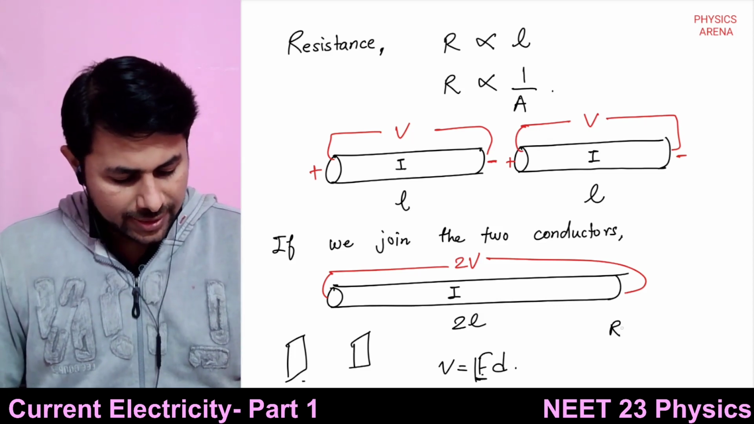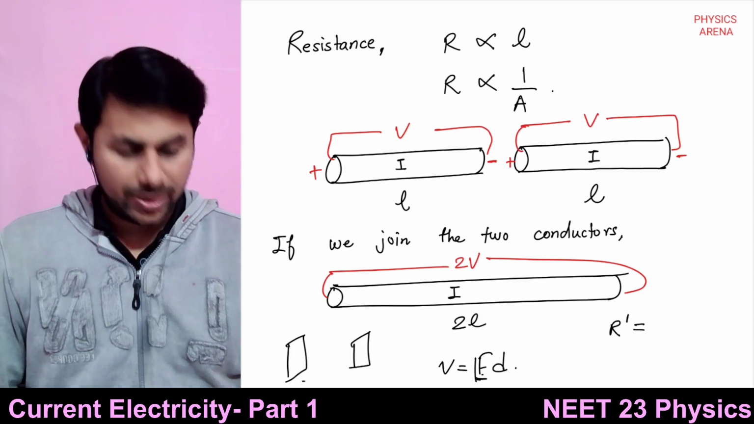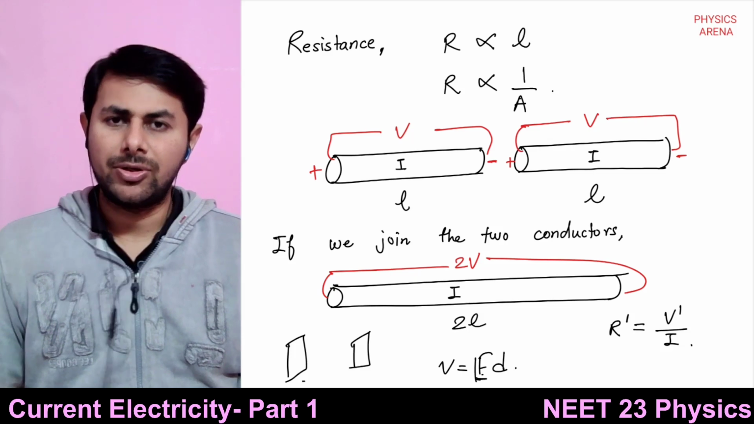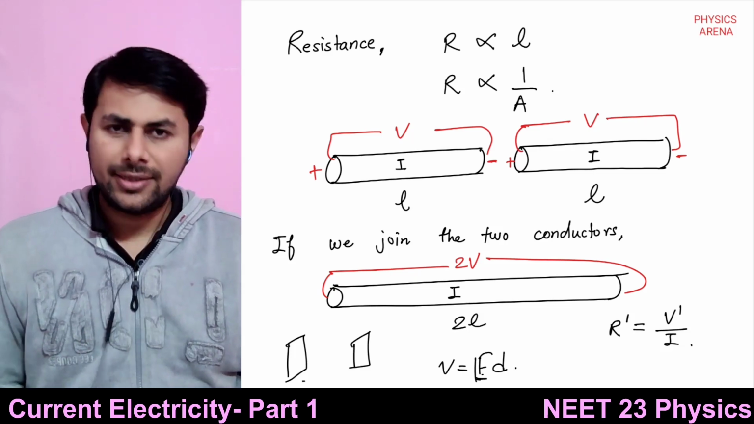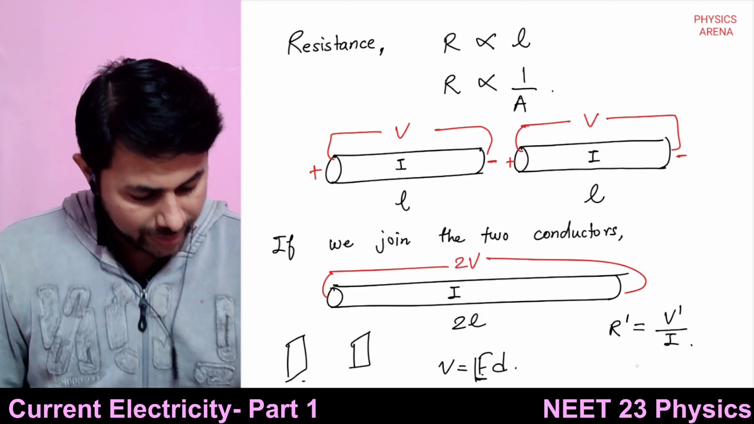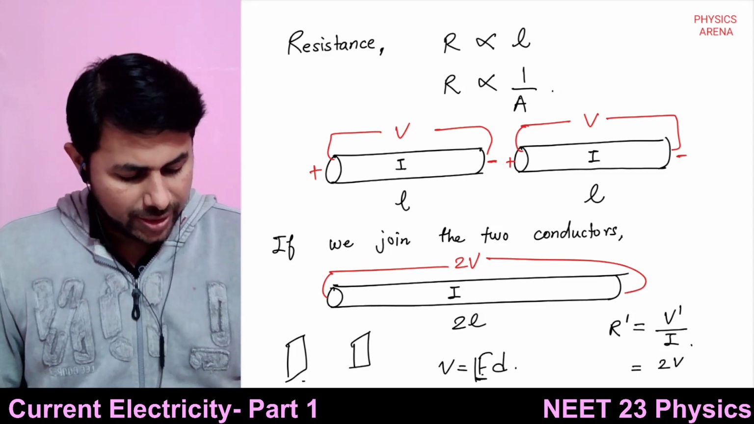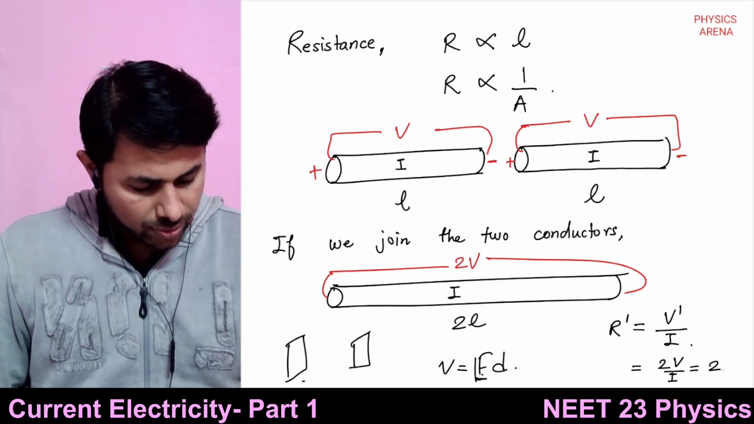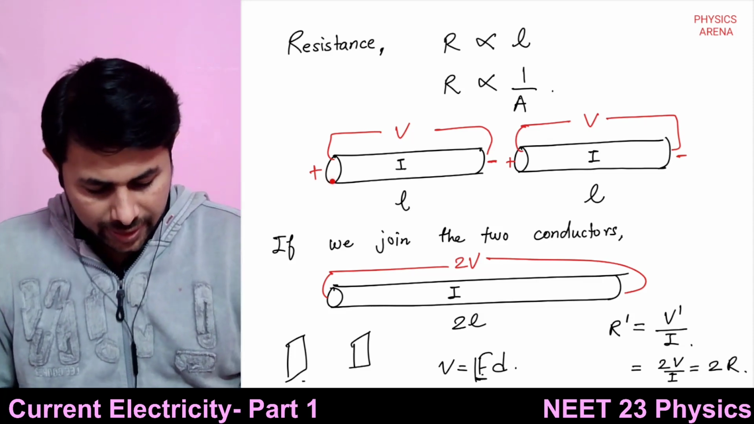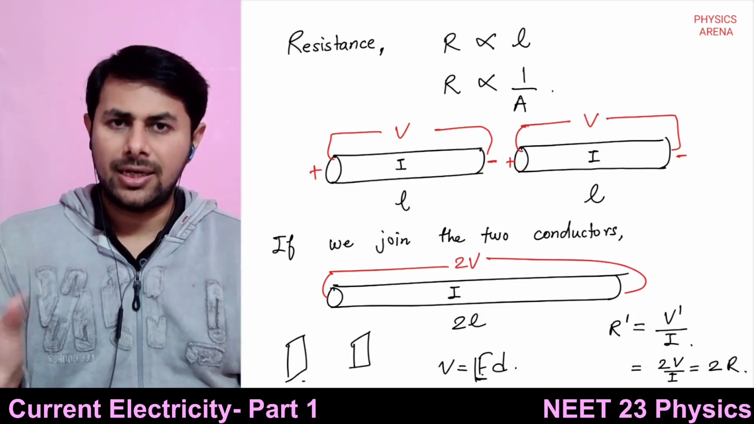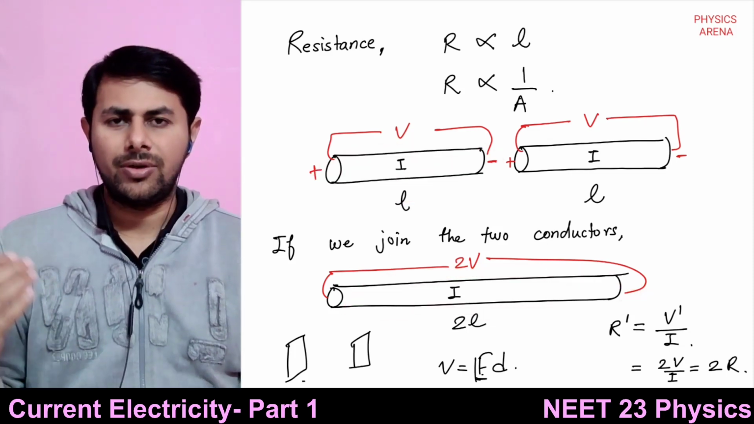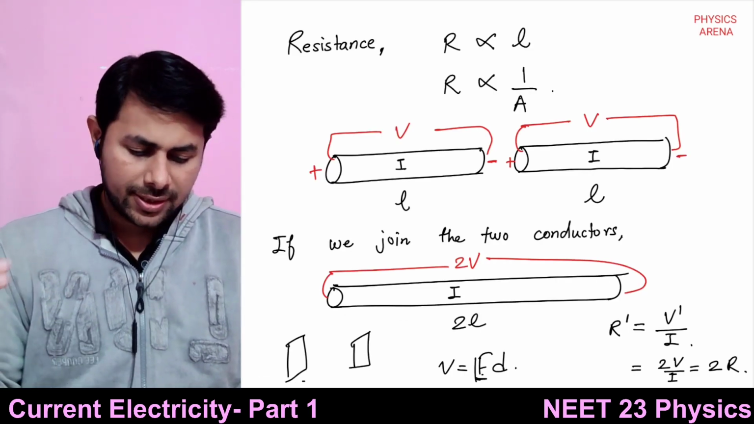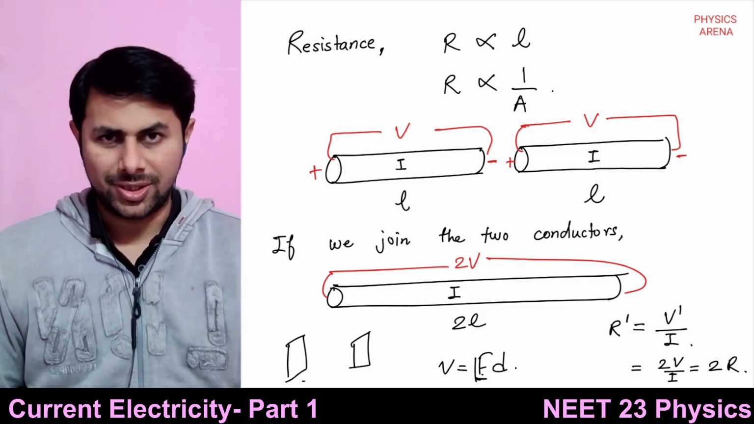So what happens to the resistance then? R dash will be equal to, you can say, V dash divided by I, because V is equal to R into I, R is equal to V upon I. Okay, so which is 2 times V upon I, and that's equal to 2 times R. Okay, if resistance of this conductor is R, resistance of this conductor will be 2 times R. Next thing is, how is resistance inversely proportional to the area of cross section?